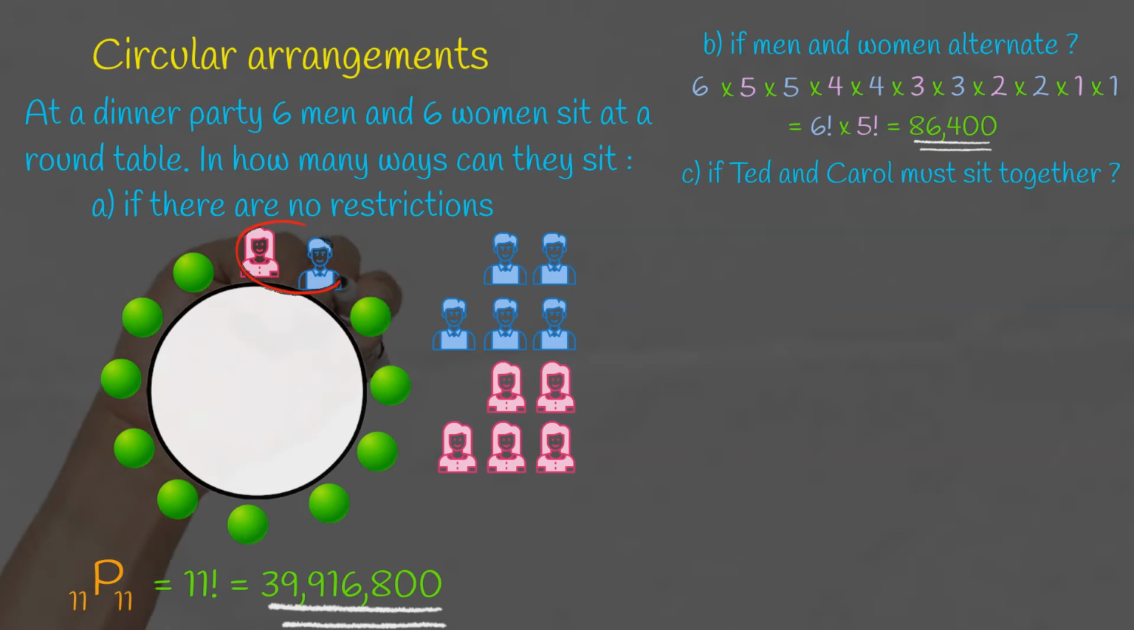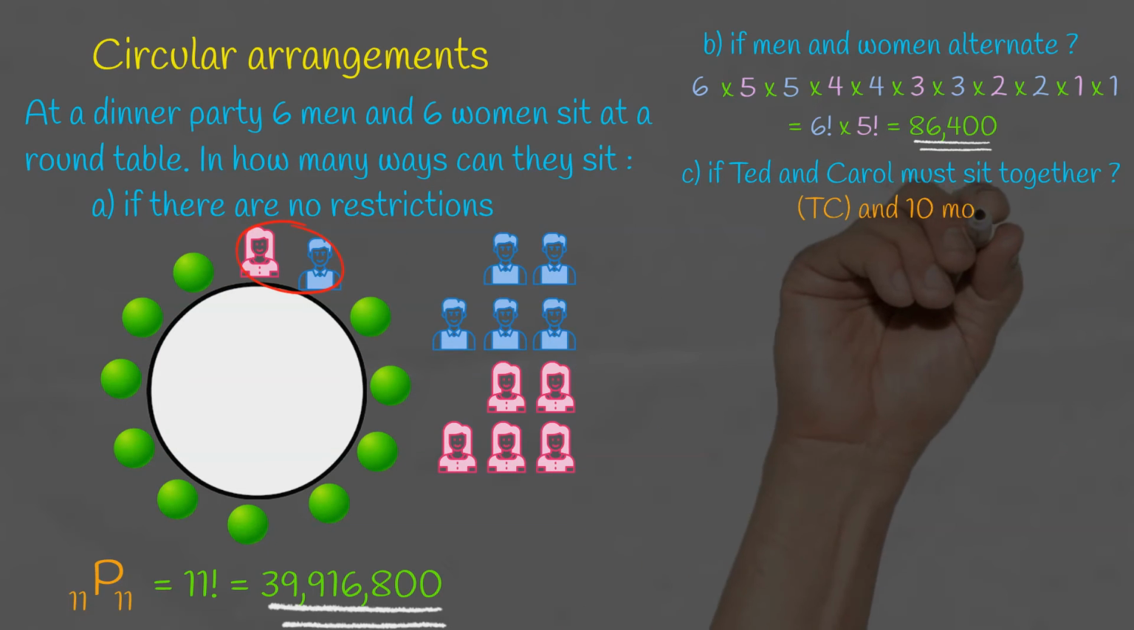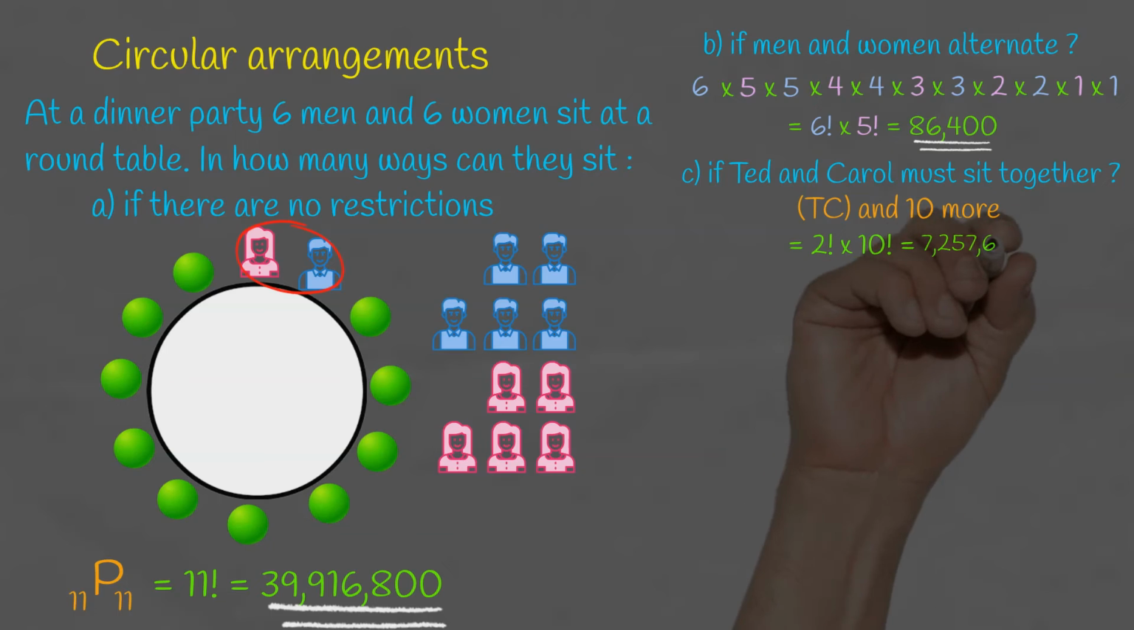But what if Ted and Carol sit together? Well, we treat Ted and Carol as one unit, so there are 10 more people we need to seat around the table. But also Ted and Carol can be swapped, so you can have Ted and Carol or Carol and Ted. So we need to times 10 factorial by 2 factorial to get the answer.